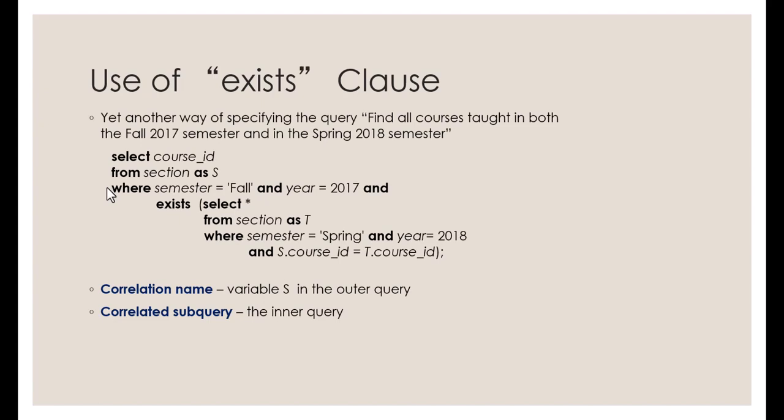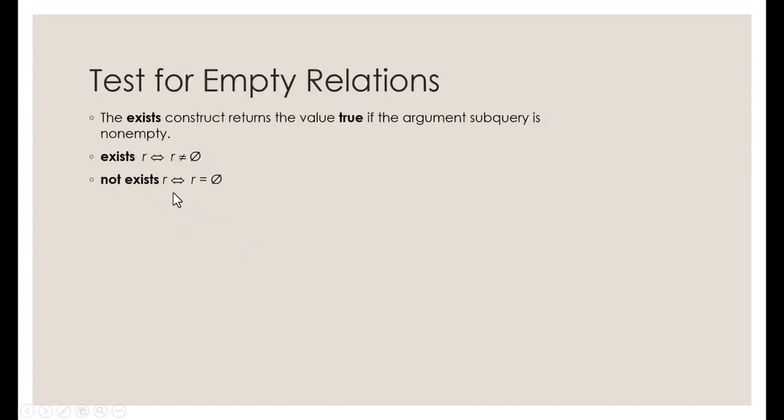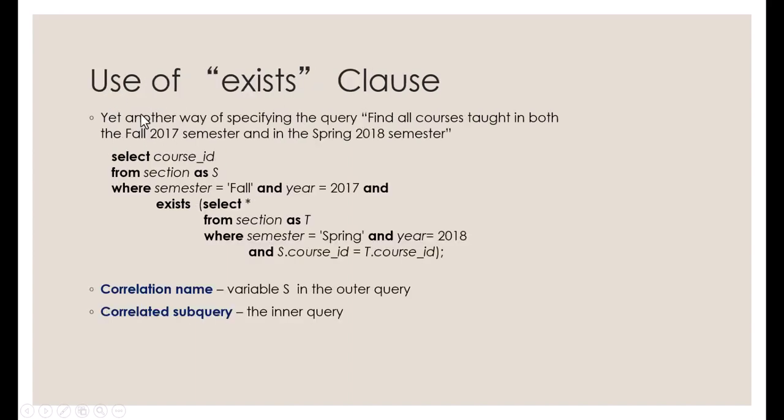Okay, so we want to specify a query where we want to find all courses taught in both fall of 2017 and spring of 2018. So it has to be taught in both of these, right? So we're selecting course ID from section S, where semester is fall and year is 2017, and then we have this keyword exists. Exists will return true if this is not empty, meaning there's something in here. If something is returned, then that's what we want, right?